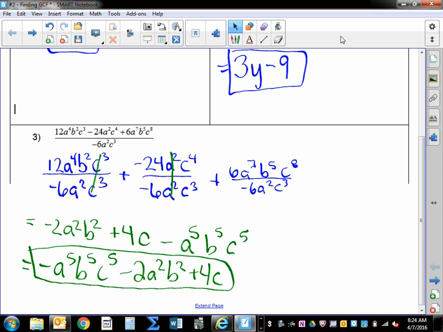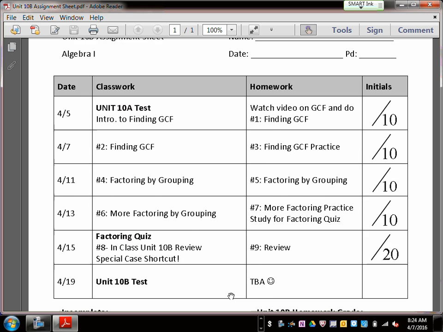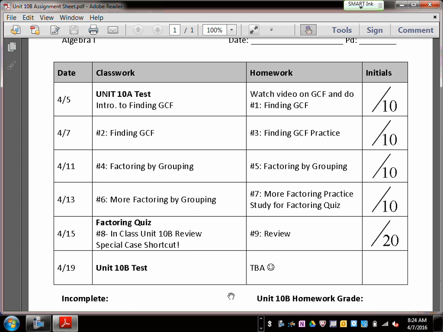Is there anyone else that did not get the assignment sheet? Okay, so taking a look at our assignment sheet, you can see this. So this is 10B. This is the second half of Unit 10. It's really just mainly factoring. So it's a little bit of a shorter unit as well, not as short as your last one.